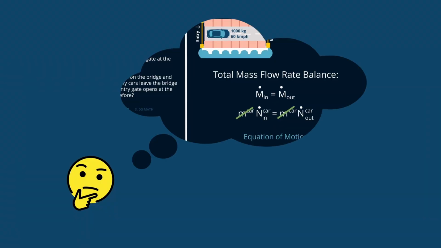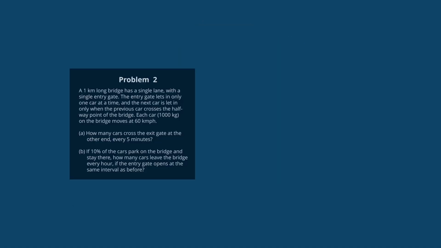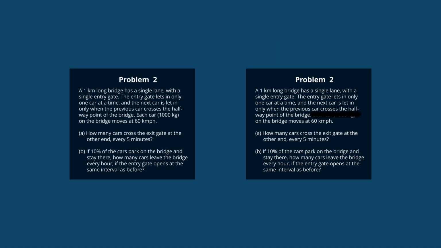Now you might be thinking that the mass of the cars did not play a role at all and we essentially balanced just the number of cars. The problem could have skipped the mention of the mass of cars and nothing would have changed.